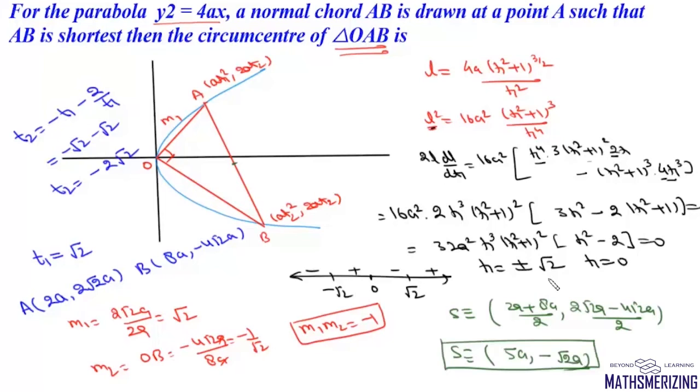Now we'll take T as minus root 2, then we'll get another result, and I think that result will be (5A, root 2A). So there'll be two answers possible in this question.